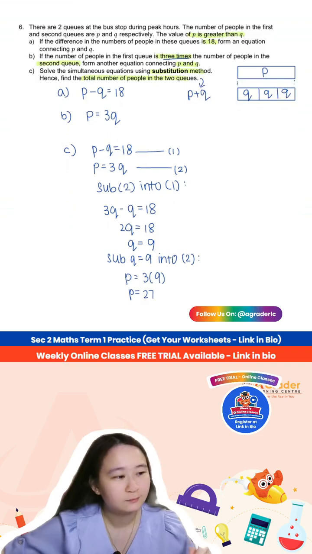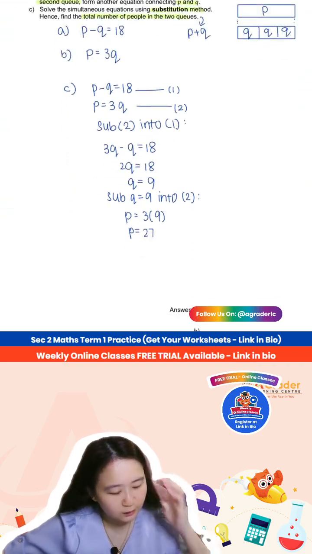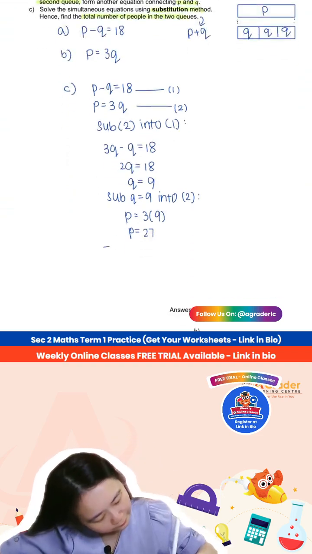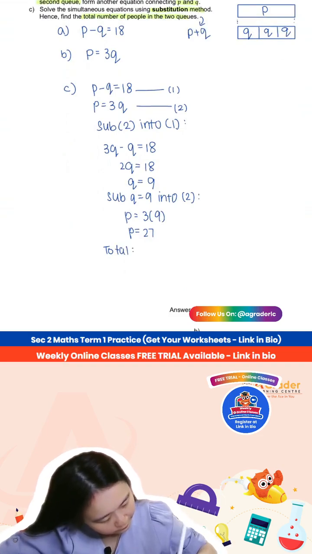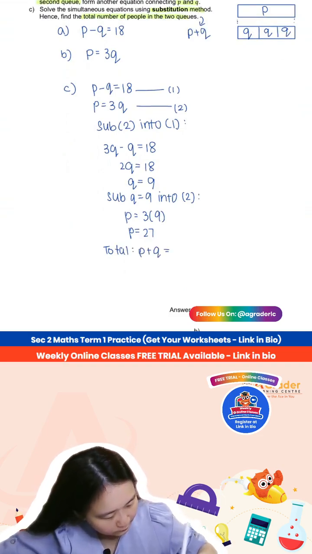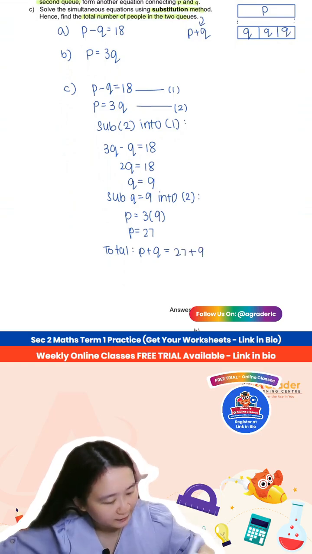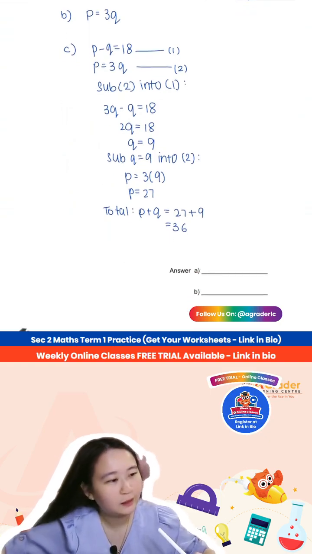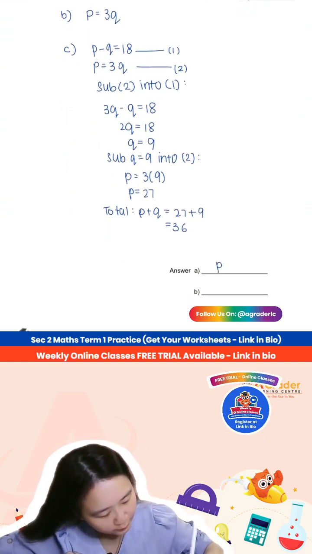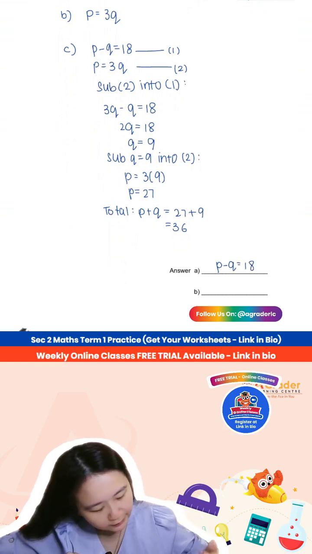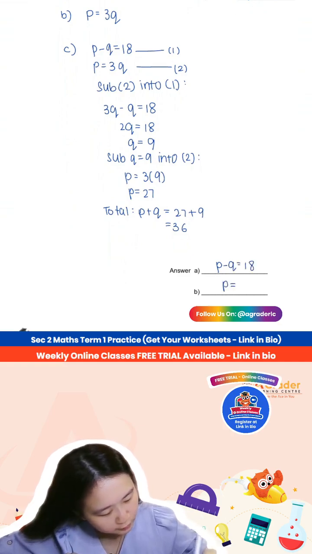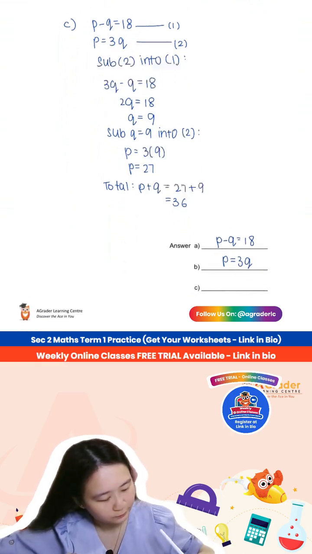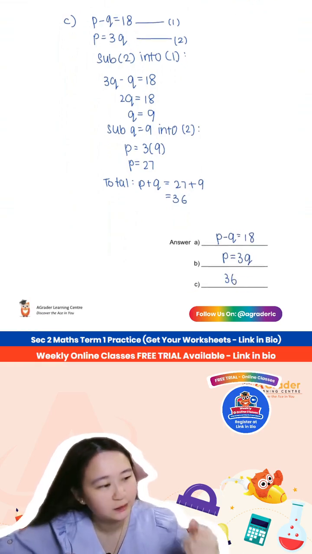Okay, so to find the total, we take p plus q. 27 plus 9. Okay, so part A we have p minus q equals to 18. Part B is p equals to 3q. Part C is the total is 36.